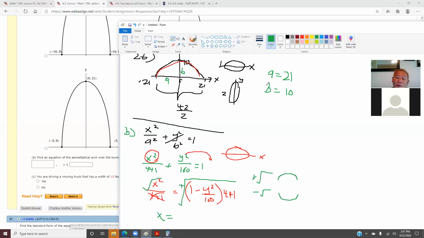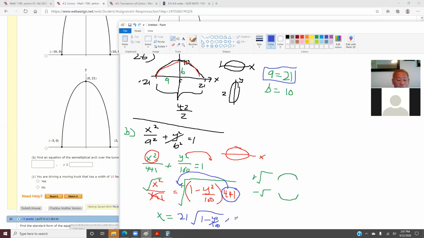The next thing we need to do is simplify this equation a little more. We know that 441 is a perfect square of 21, right? Because just now we did 21 times 21. So this 441 can be taken out. What we have in this case is 21 square root of 1 minus y squared over 100. So this is where you put in your equation: x equals 21 square root of 1 minus y squared over 100. This is the answer for question B.